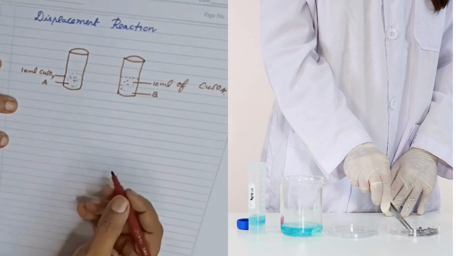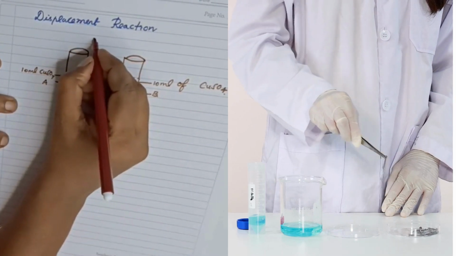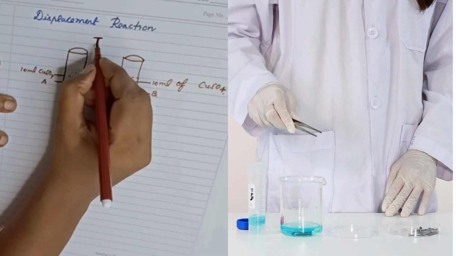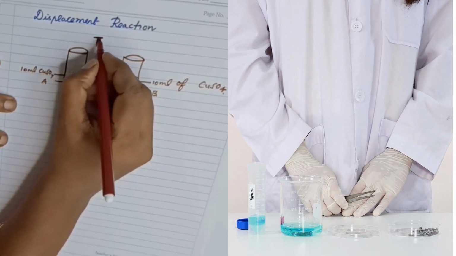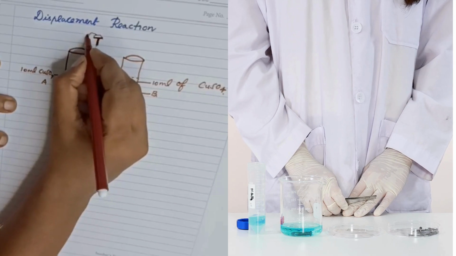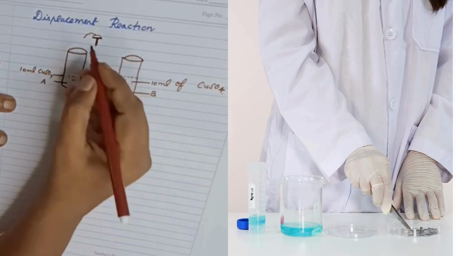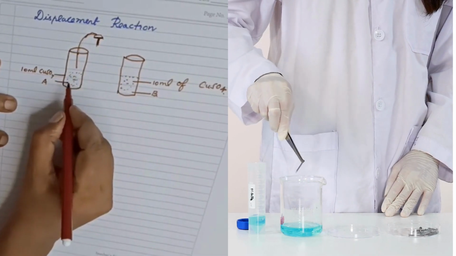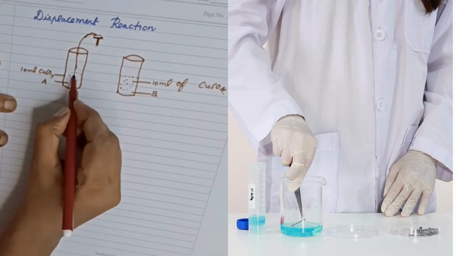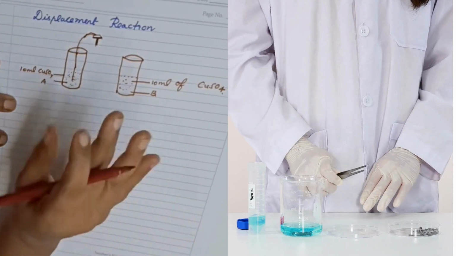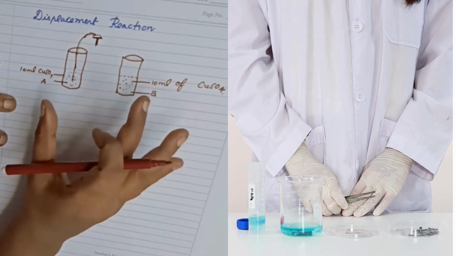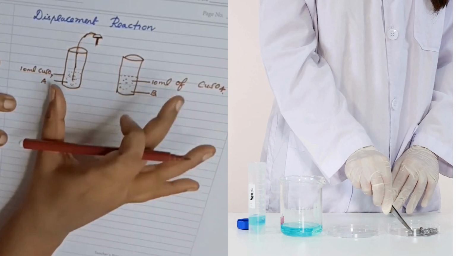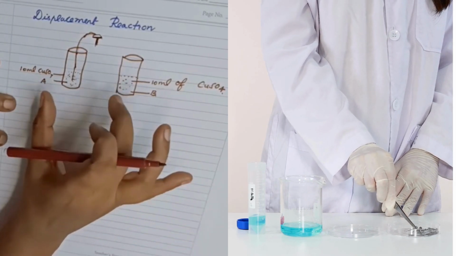Next, take one iron nail. Okay, this one is an iron nail. Before use, we clean this iron nail with sandpaper. Tie this iron nail with a thread. Now suspend this iron nail into test tube A. Then keep both test tubes undisturbed and wait for 30 minutes.